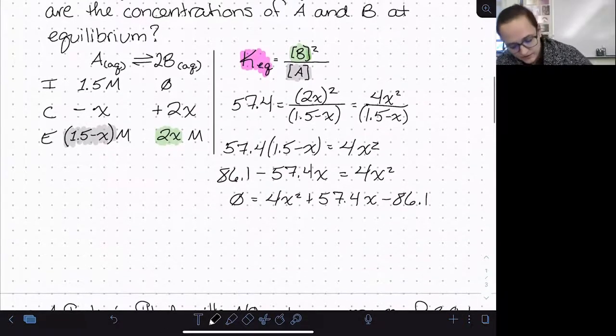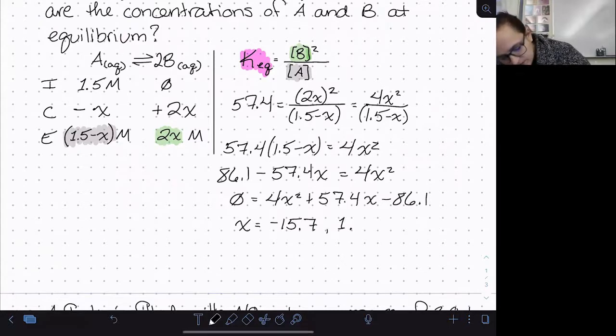But when you solve this, however you solve this, you will find solutions for x of approximately negative 15.7 or about 1.37. So quadratics have two solutions to them. In science, there is only one right answer. So only one of these is correct. And the question is, how do you know which one?